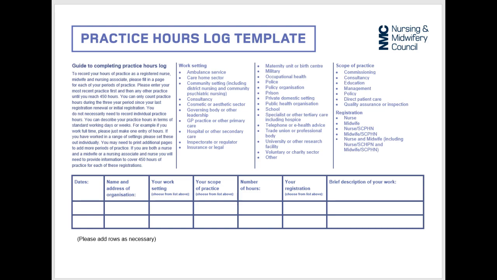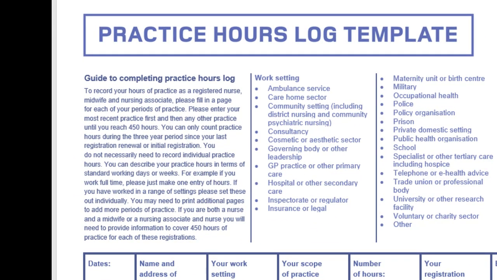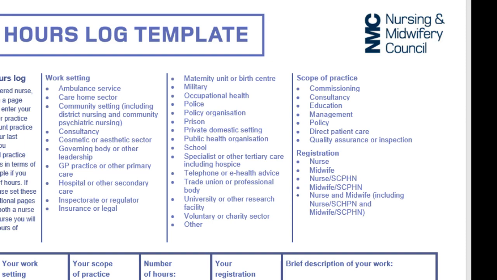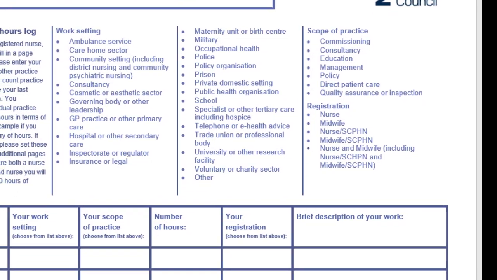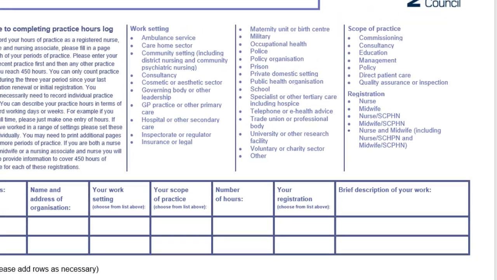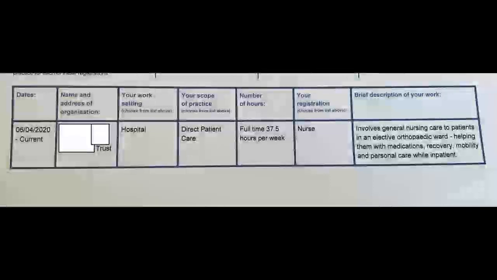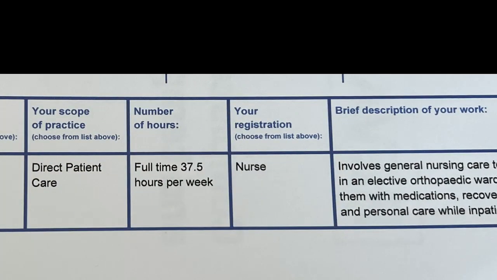The first form is the practice hours log template, and this is basically your work history. Notice that in the form, there is a guide on how to properly complete it and some examples of the work setting and the scope of practice. The number of hours column does not mean that you have to literally write the actual hours. You can just write full-time or part-time and how many hours you work per week, such as this example. So for us nurses, usually we just do 37.5 hours in a week, and you can just write that down.